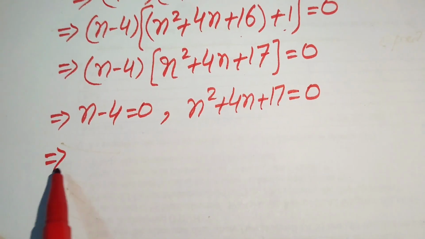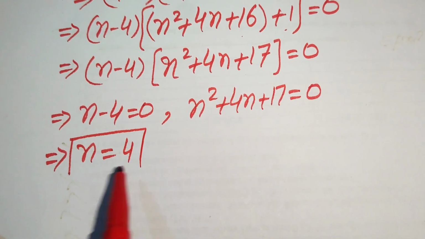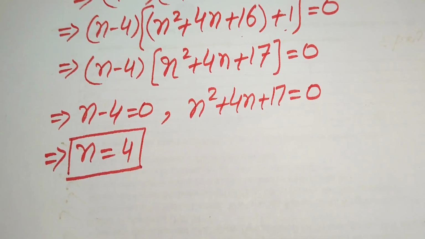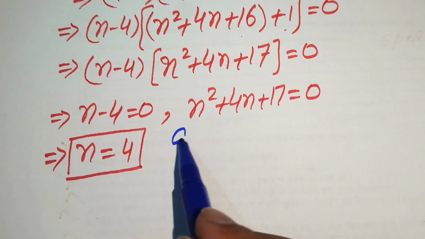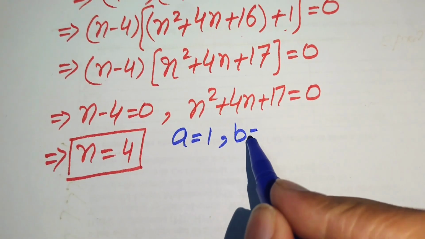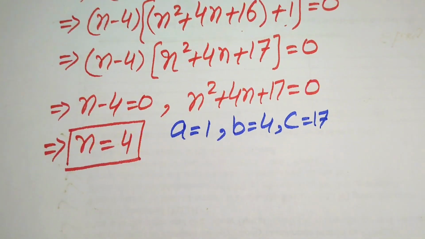In the first case we easily get n equals 4, and this is the first real root of the given equation. Now in order to find the other roots we need to solve this quadratic equation, so we apply the quadratic formula. First we write the coefficients: a equals 1, b equals 4, c equals 17.